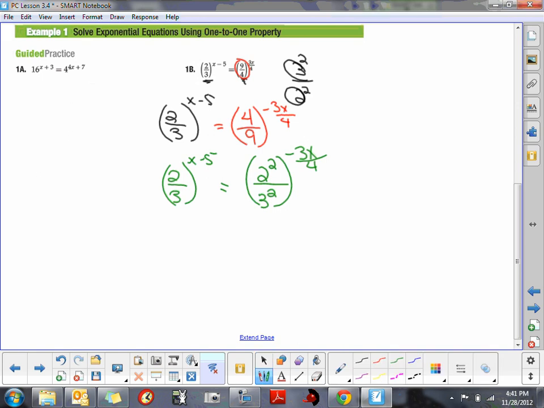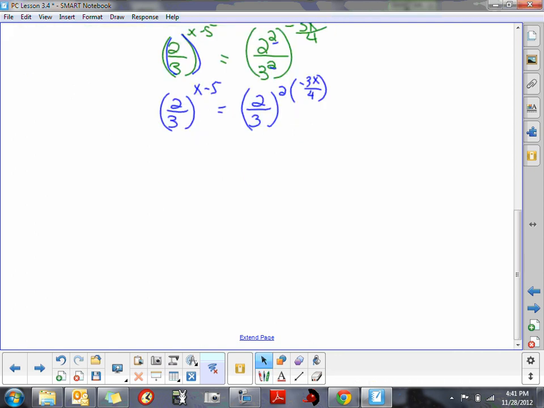Okay, so now we're still trying to get it to the same base. I want the base of 2 over 3, not 2 squared over 3 squared, so I'm going to leave 2/3 here, raised to the x minus 5 equals. Now I'm going to use this power rule of exponents. I can rewrite this as 2 over 3, and I can bring the power of 2 out of both of those, 2 to the negative 3x over 4. So this is our power rule of exponents. If it's a power raised to a power, then we multiply exponents. So I just use that in reverse to get that 2 out of there.